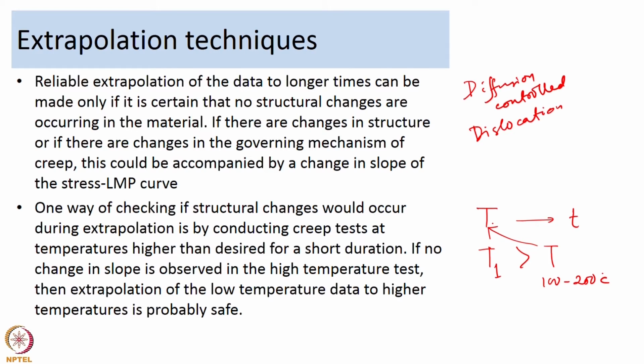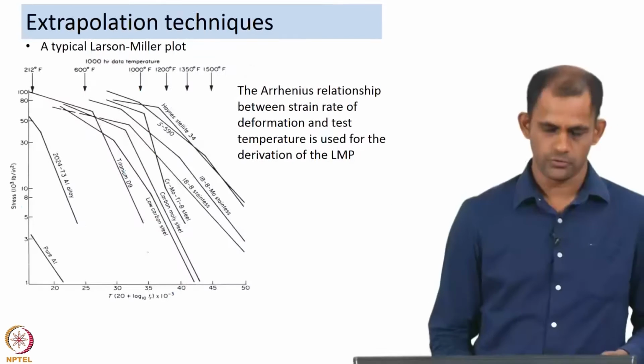So, if no change in slope is observed in the high temperature test, and change in slope is generally associated with structural changes or mechanism changes, then you can be sure of your extrapolation. If you do not see any change in slope in your plot of stress versus LMP at different temperature and time conditions, you can take that data and predict the behavior at higher values of LMP. So, it is safe to do that.